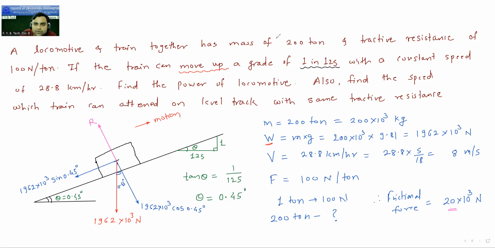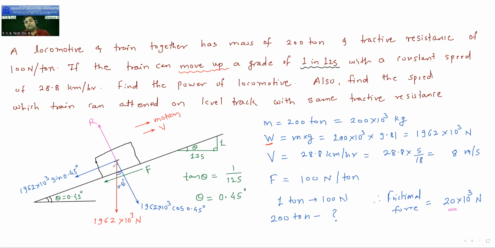So I will show here the frictional force. So this is the direction of motion. So frictional force will be in the opposite direction of the motion. So this is the direction of the frictional force. This is your F, frictional force. And if this is the direction of the motion, then the direction of the velocity is also the same. Okay, this is the direction of the velocity.